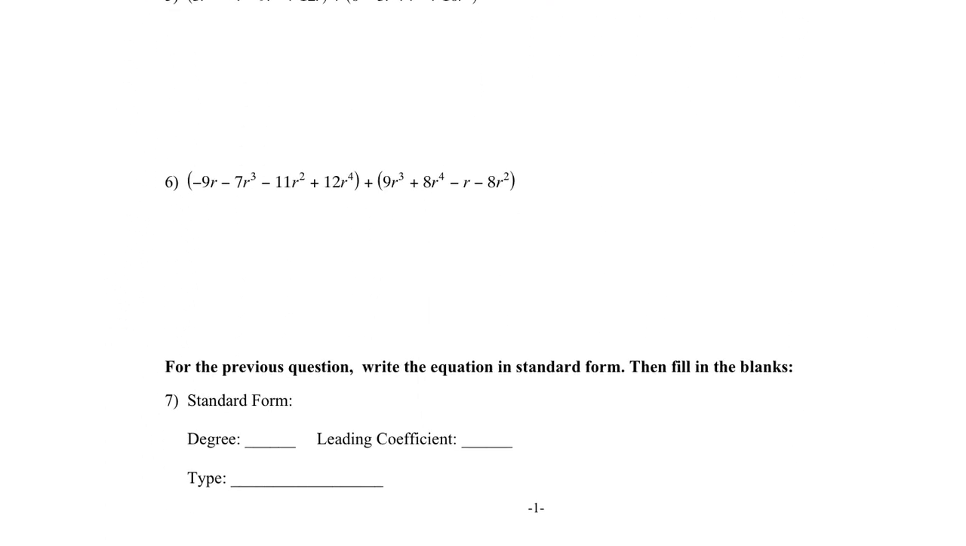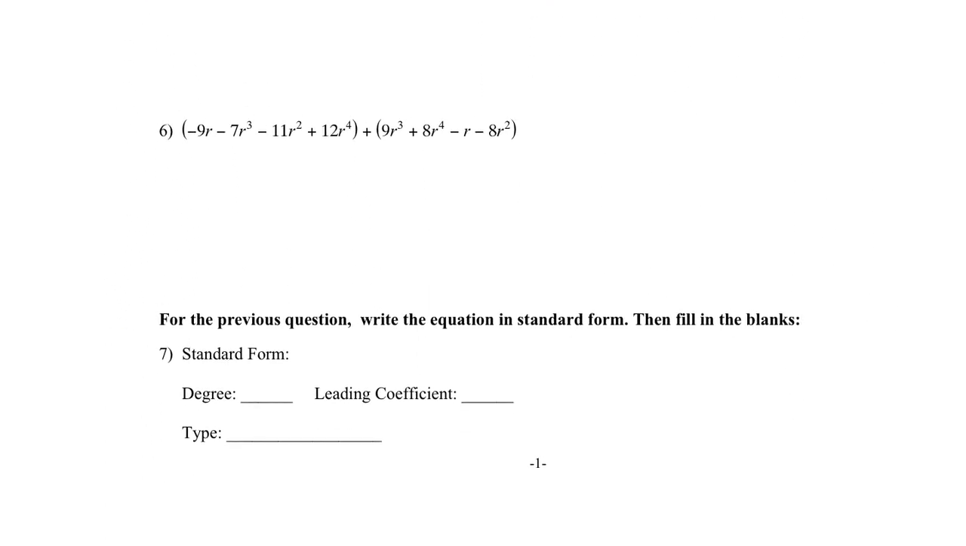If we look at the bottom of this page, it gives me a longer problem. So let's go ahead and do number 6. So negative 9r is a like term with negative r. Negative 7r cubed is a like term with 9r cubed. Negative 11r squared, a like term with negative 8r squared. And 12r to the 4th, a like term with 8r to the 4th.